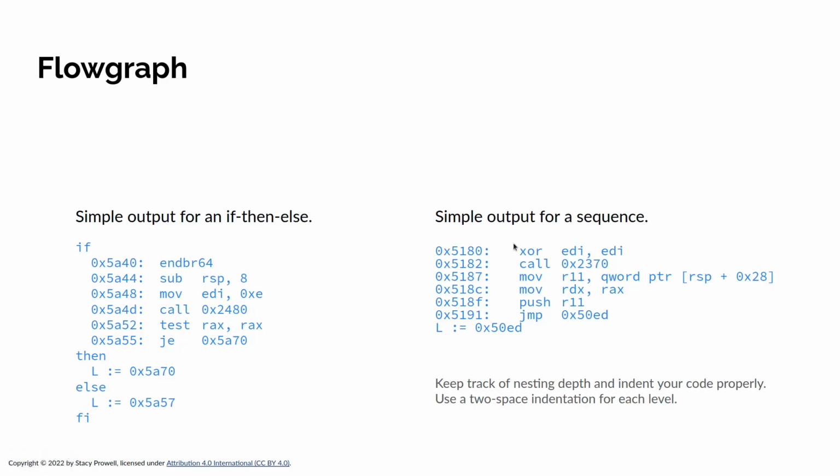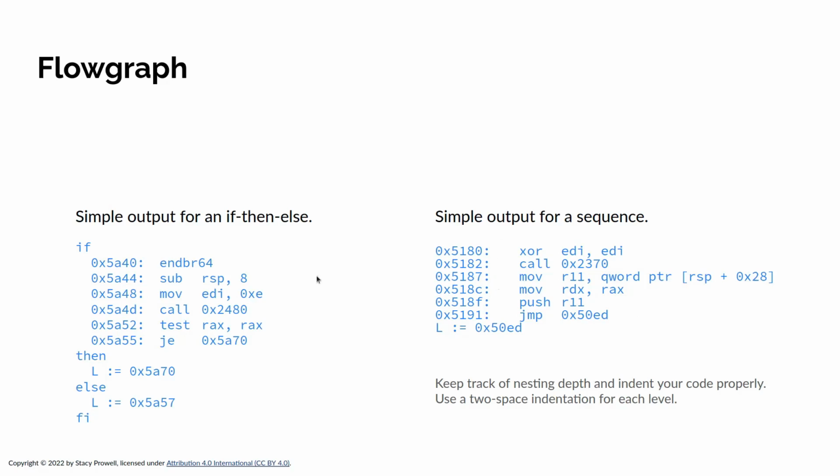For a sequence, that's really easy. I just have here's my basic block. What happens next is at the end of this, I jump to 50ED. And so I just say L is 50ED. You're not nesting them yet, but you're going to be. That's what you've got to do next.